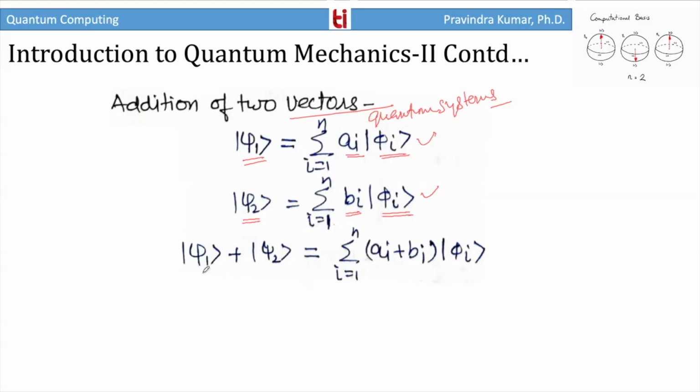Now the sum of these two quantum systems, ket psi 1 plus ket psi 2, will be equal to the sum of the joint probability amplitudes weighted with the same quantum basis phi i. So the final quantum system has the same quantum basis, with the probability amplitude being the sum of the probability amplitudes of both quantum systems.